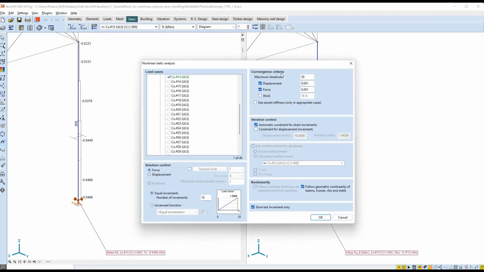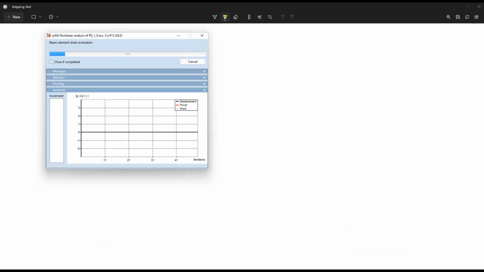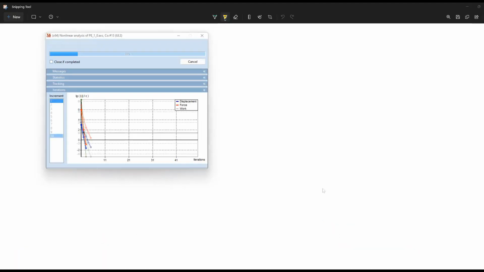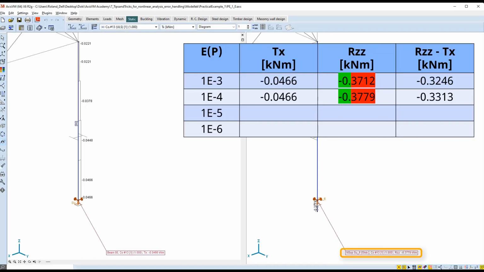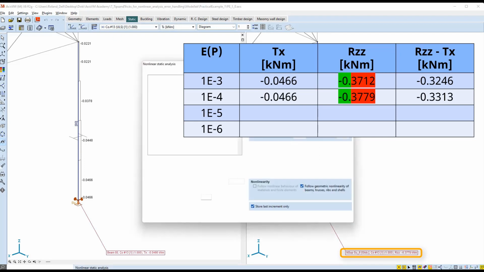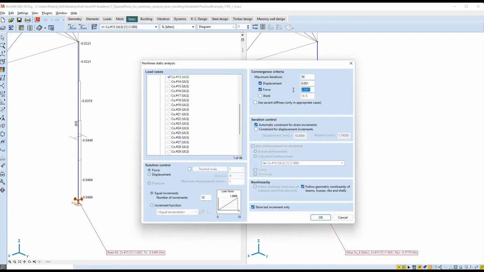Since we get better results with the force convergence criterion, let's try to tighten the value of that. At first, to 10 power minus 4. Unfortunately, there is no significant change in the value of the support moment. Let's try with 10 power minus 5.